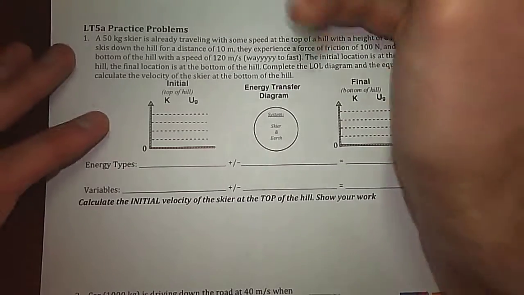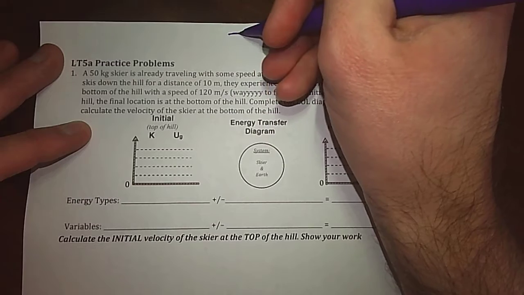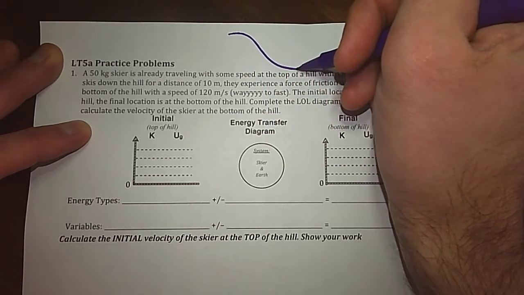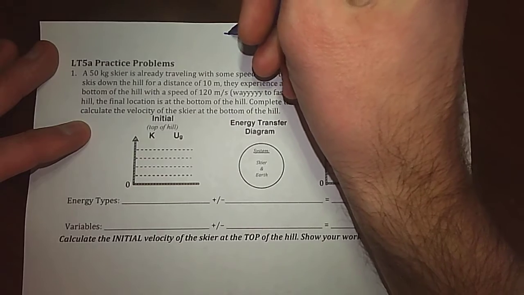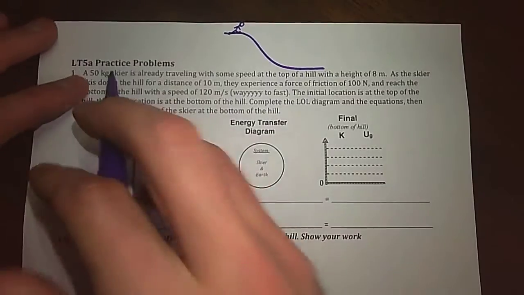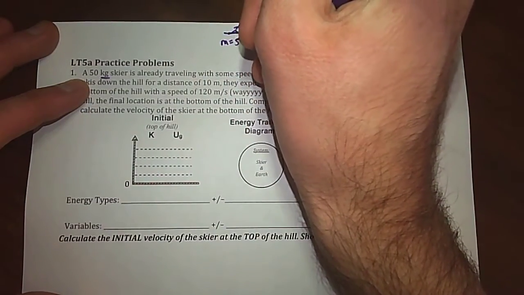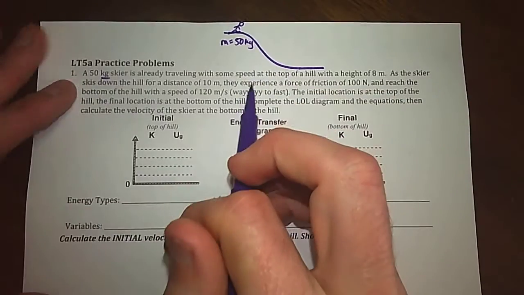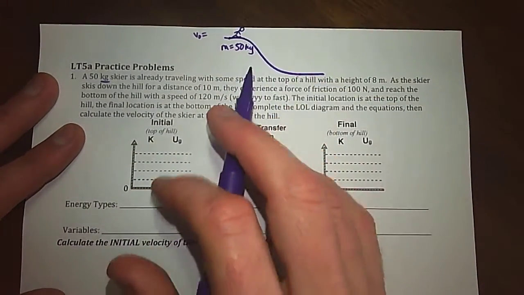So by the way, I always like to kind of draw out a picture here. So let's actually do that. Here's our hill, and I'm going to start to label everything because there's a lot of different variables here. So here's my skier. Doesn't have to be the perfect drawing. And it looks like their mass is 50 kilograms. It's traveling with some speed, so we know that there's an initial velocity. We don't know what it is yet.